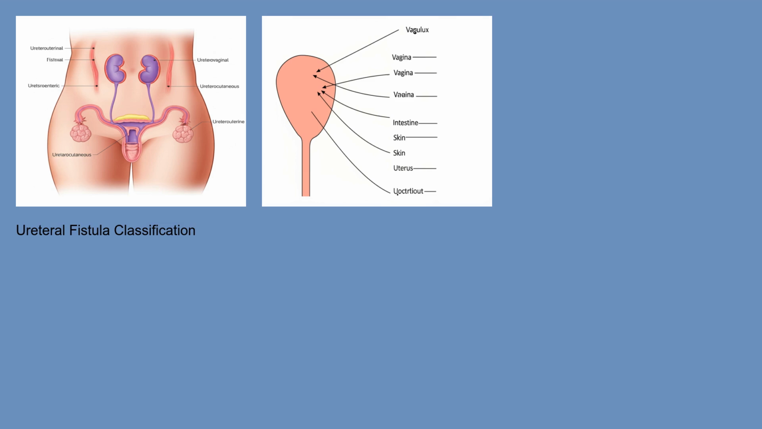Ureteral fistulas can be classified based on their location and the organs involved. Some common types include ureterovaginal fistulas, which are connections between the ureter and the vagina, ureteroenteric fistulas, connecting the ureter and the bowel, ureterocutaneous fistulas, where the ureter opens onto the skin, and uretero-uterine fistulas, connecting the ureter and the uterus. The classification is crucial for determining the most appropriate treatment strategy, as the approach will vary depending on the organs involved and the complexity of the fistula.